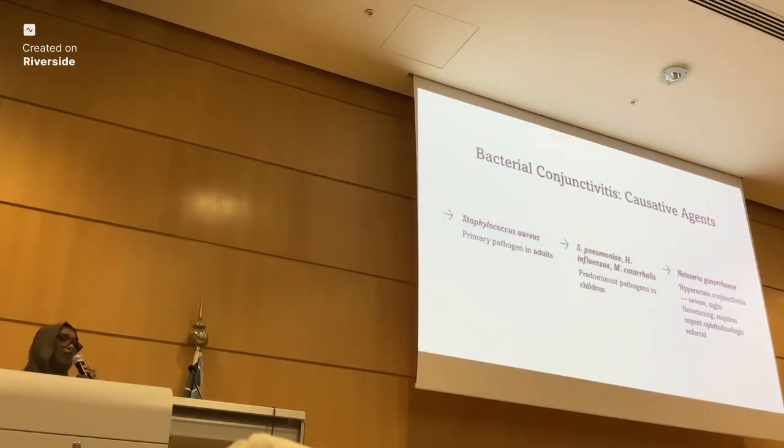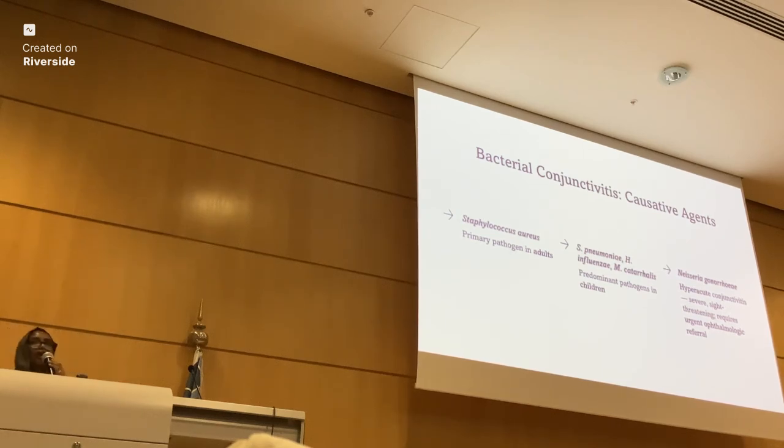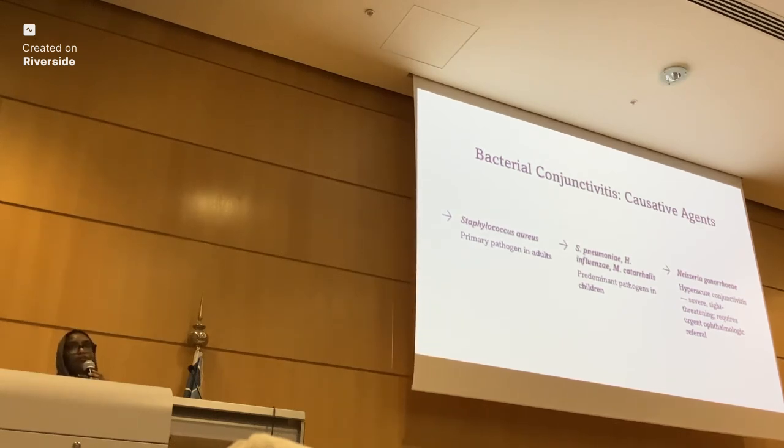When we zoom out on those microbes, I just wanted to highlight that for conjunctivitis due to bacteria, you think of Staph aureus if your patient is an adult, especially if the patient comes with trauma, like an eye injury or eyelid injury. The first microorganism you have to think of is Staph aureus. S. pneumoniae, Haemophilus influenzae, and Moraxella catarrhalis are predominant in children.